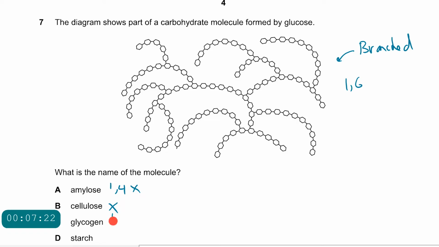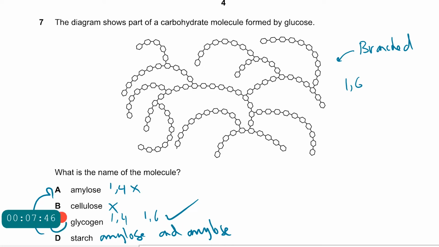Glycogen contains 1,4 glycosidic bonds and 1 to 6 glycosidic bonds, and it is branched. Therefore, might be correct. D, we have starch. Starch contains both amylose and amylopectin. As we know here, amylose is not branched, therefore it cannot be starch, therefore the answer is C.